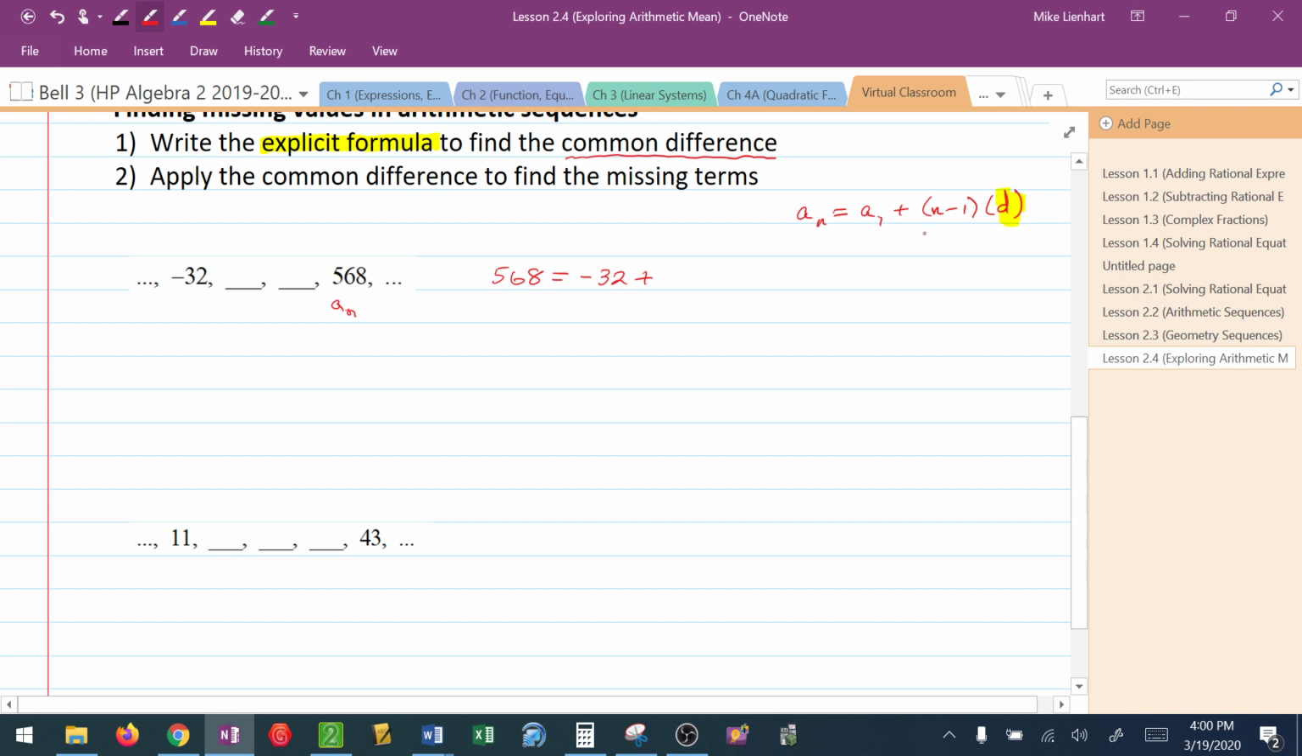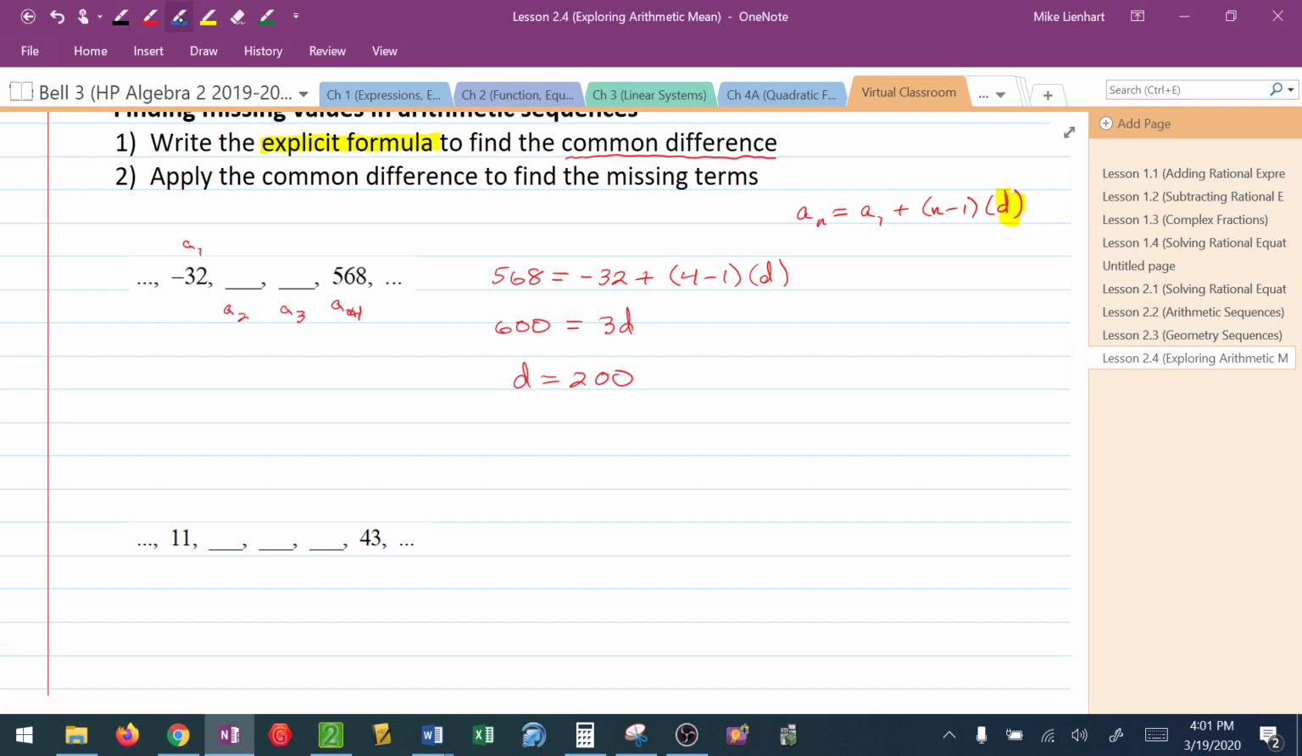How do we figure out n? Well, we know this is a sub 1. So this term would be a sub 2, a sub 3, and this thing that we called a sub n is really a sub 4, telling me that there are four terms in this sequence that is arithmetic. You multiply that times d. Now, I know that I'm going to add 32 here, so that gives me 600 is equal to 3d, or if I divide both sides by 3, I get d is equal to 200.